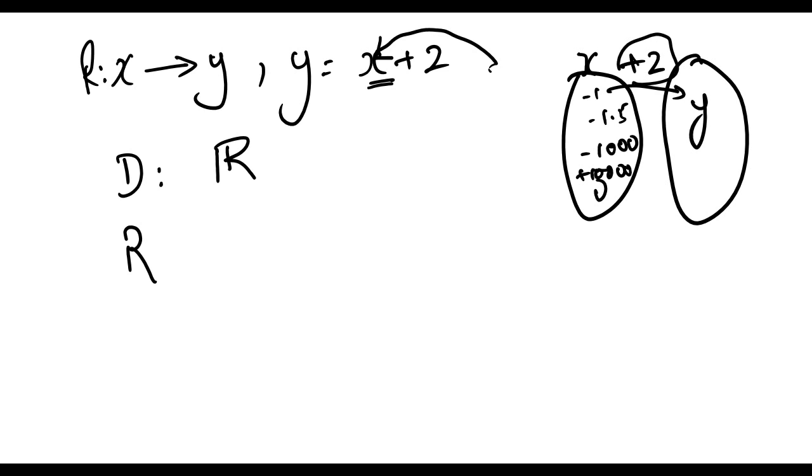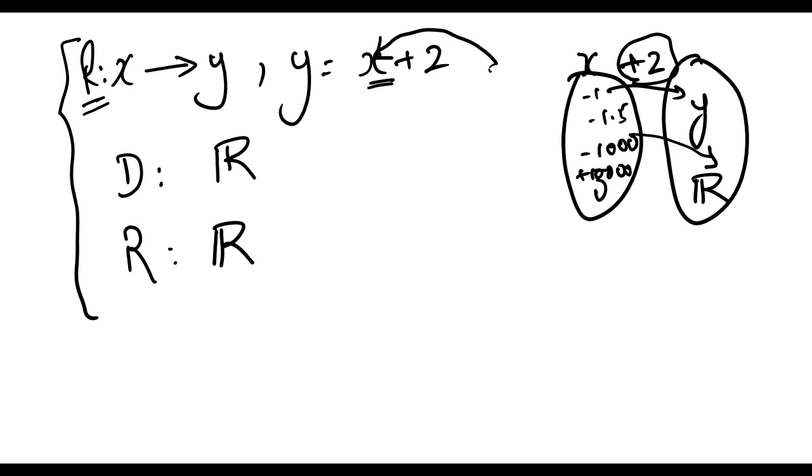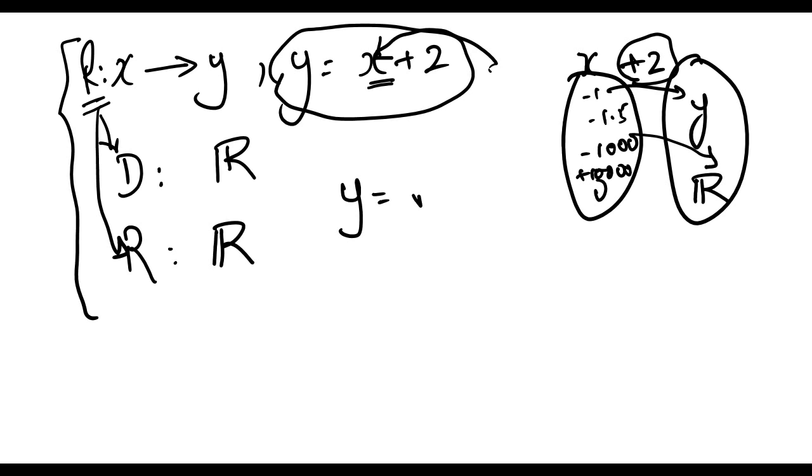So when I add 2 to the real number set, what is the set I'm getting here? This set would be another set of real numbers, right? So when I add 2 to any real number, we get a real number. Therefore, range is also the set of real numbers. So this is another way of representing the relation and finding domain and range using the equation given. We have already done the domain and range of square root of x, so we just did this a few minutes before.